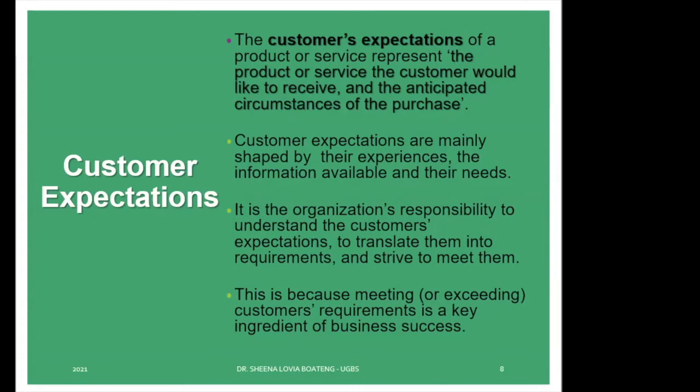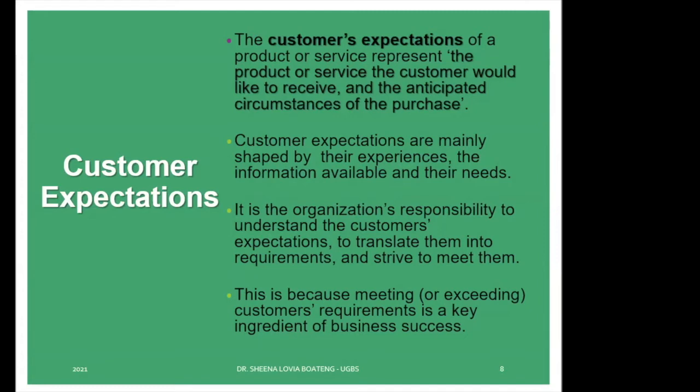Because it is only by meeting these expectations that you can make the customer happy. So sometimes expectations form the basis for which we determine customer satisfaction. Without expectations, we have no yardstick by which we are going to measure whether a customer is satisfied or not. And because of that, there's a whole theory that explains customer satisfaction, which is built around the concept of expectations.